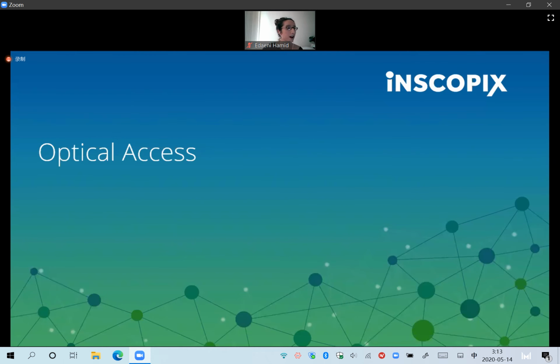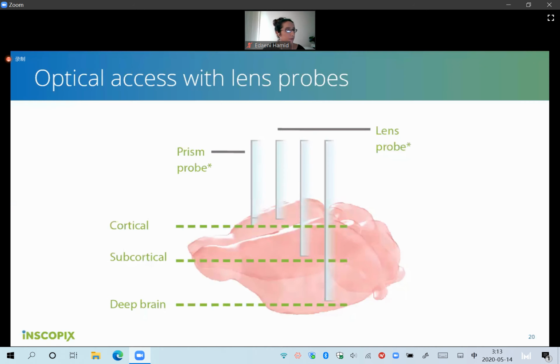So we just covered how to get a calcium indicator to your region of interest. Now we need a method to optically access those cells for imaging. This typically involves inserting a lens probe into the brain. Inscopix provides a number of lenses with a variety of lengths and diameters that can be used to reach more superficial regions, such as the cortex, as well as deeper regions in the brain in multiple animal models, including mice and rats. Please feel free to reach out to us for more specific details on what lenses we have to offer.